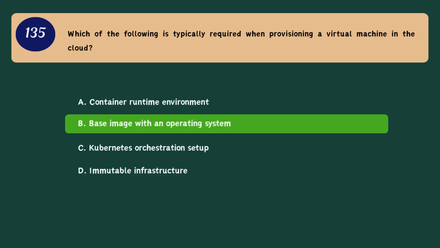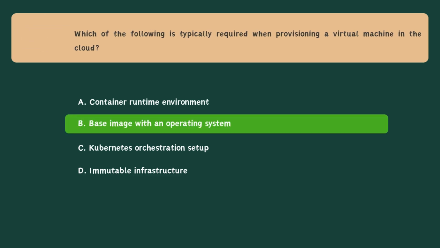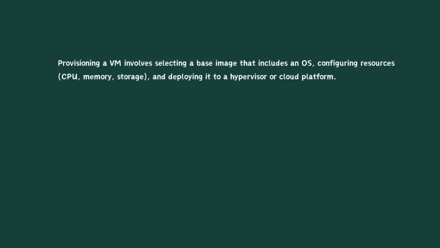Correct answer. B. Base image with an operating system. Provisioning a VM involves selecting a base image that includes an OS, configuring resources, CPU, memory, storage, and deploying it to a hypervisor or cloud platform.